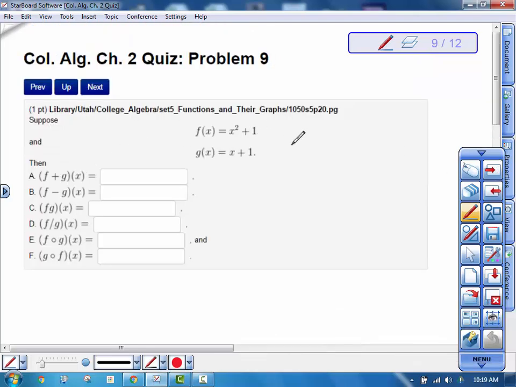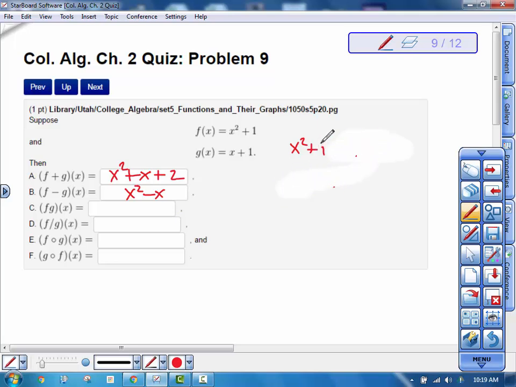Next problem wants us to add these two functions. So if we add them together, it's just x squared plus 1 plus x plus 1, which you can write in standard form, x squared plus x plus 2. Next one, you subtract them. Now keep in mind, when you subtract them, you want to make sure that the second one's in parentheses. G's in parentheses, so you can distribute. X squared minus x is your answer, because the 1 and negative 1 will cancel.